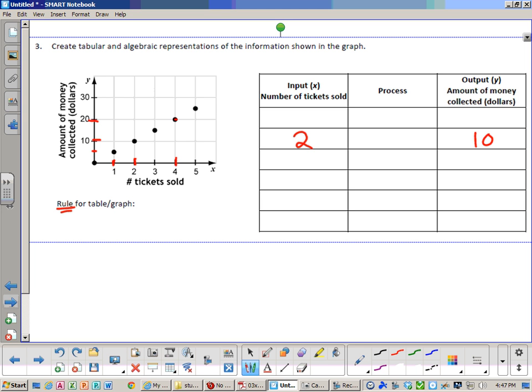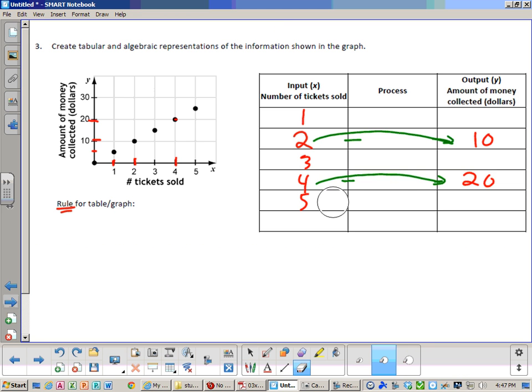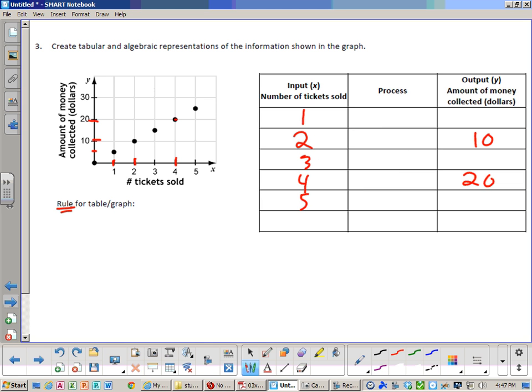4 is definitely 20, right? What's 1? What's 3? What's 5? I think y'all could do that. The process, it seems to me, is just being multiplied by a number here. To go from 2 to 10, what did it do? To go from 4 to 20, we're doing something. I'll give you a hint. You're multiplying by a number. To do the process for every single one of these, it's being multiplied by a number.